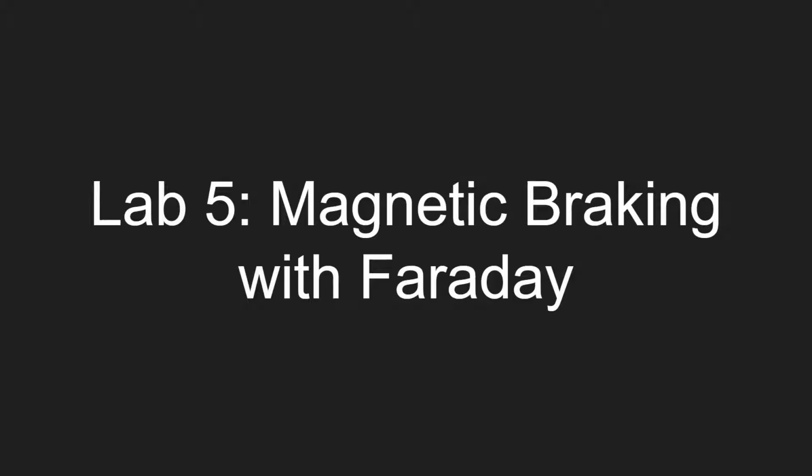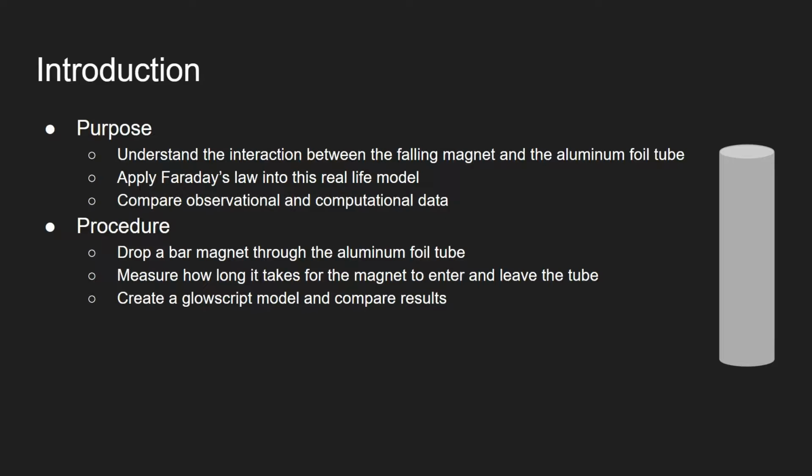Lab 5, Magnetic Braking with Faraday. The purpose of this lab is to understand the interaction between a falling magnet and the aluminum foil tube. We're going to apply Faraday's law to this real-life model and compare observational and computational data.